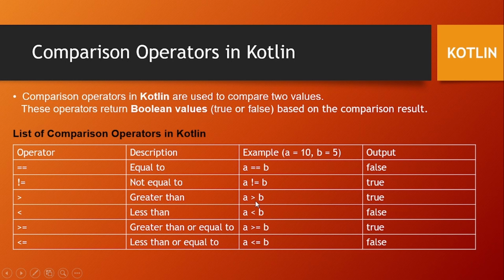A is greater than b, yes it is greater than b because 10 is greater than 5, so it is true. Here a is less than b, no it is not, the result will be false. And here I have a greater than or equal to b, it should be either greater than or equal to b, then the result will be true. Here a is greater than b but not equal to b, but still it is true because one condition is true. In the next one we have a less than or equal to b, which is false because a is neither equal to b nor less than b.